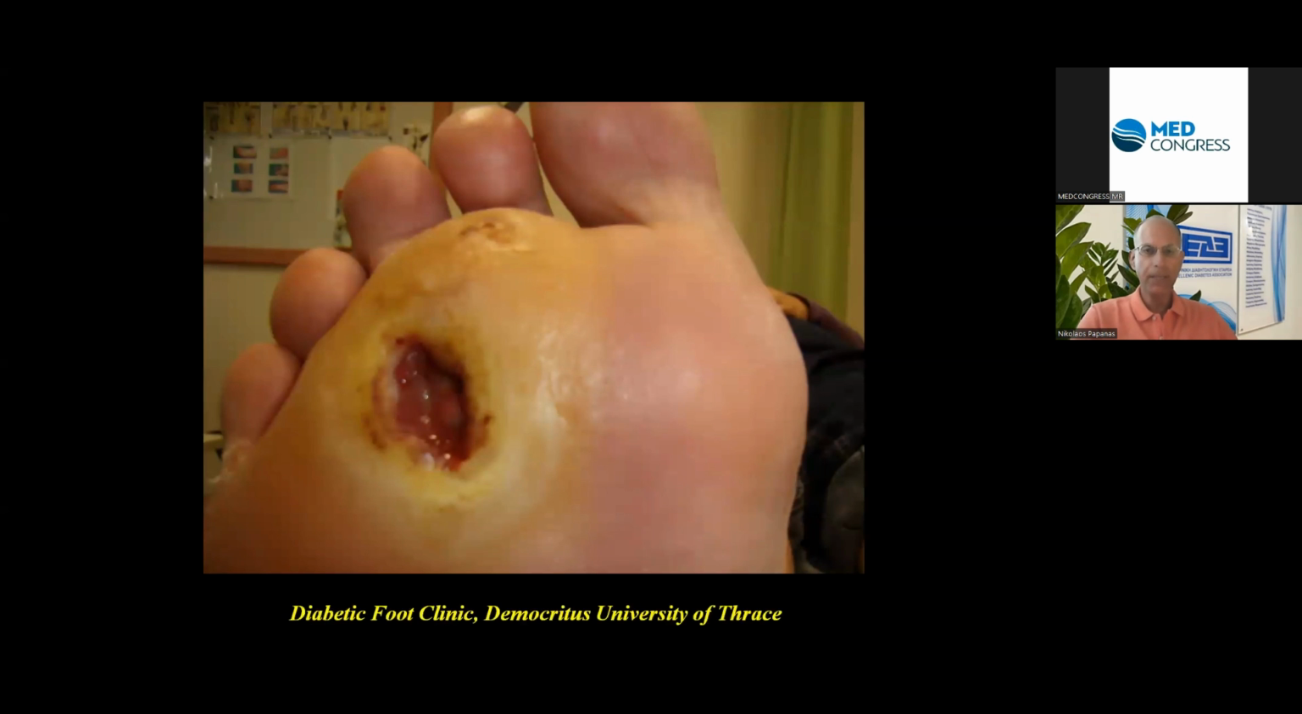In this case, a young person with type 2 diabetes, very obese, you see this semicircular, almost perfectly circular ulcer, which is in a high pressure area, close to the third metatarsal head, and it penetrates to underlying tissue almost to the bone, like the bottleneck, as we've just discussed.